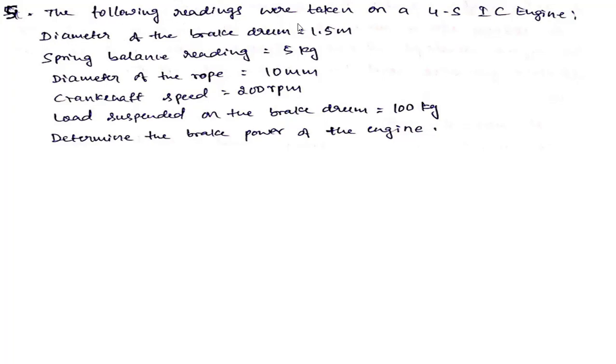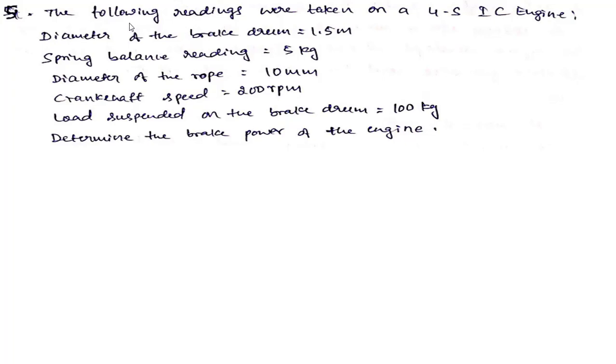The following readings were taken on a 4-stroke IC engine. In that IC engine, diameter of the brake drum is 1.5 meter, spring balance reading is 5 kg, diameter of the rope is 10 millimeter, crankshaft speed is 200 rpm, load suspended on the brake drum is 100 kg. Determine the brake power of the engine. So BP of the engine has to be calculated.